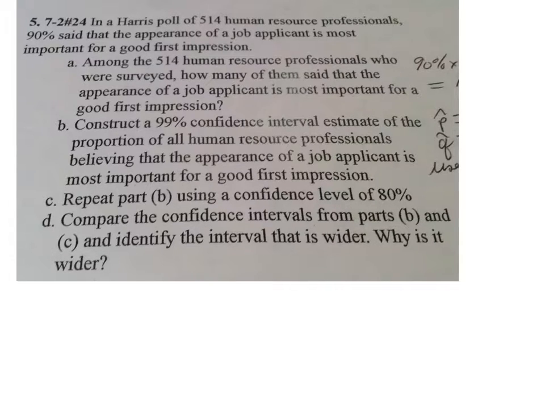So if there's 514 human resource professionals and 90% said that the appearance of the job applicant is most important, then the first part of the question is just to take 90% of the 514.